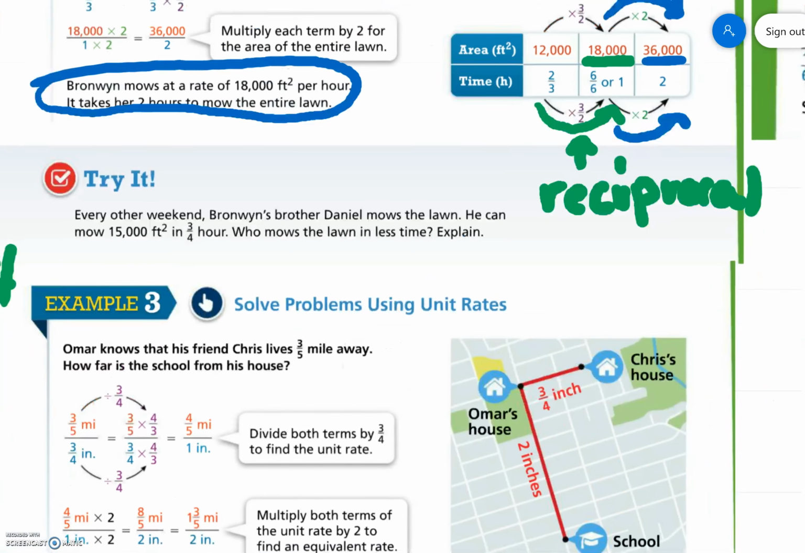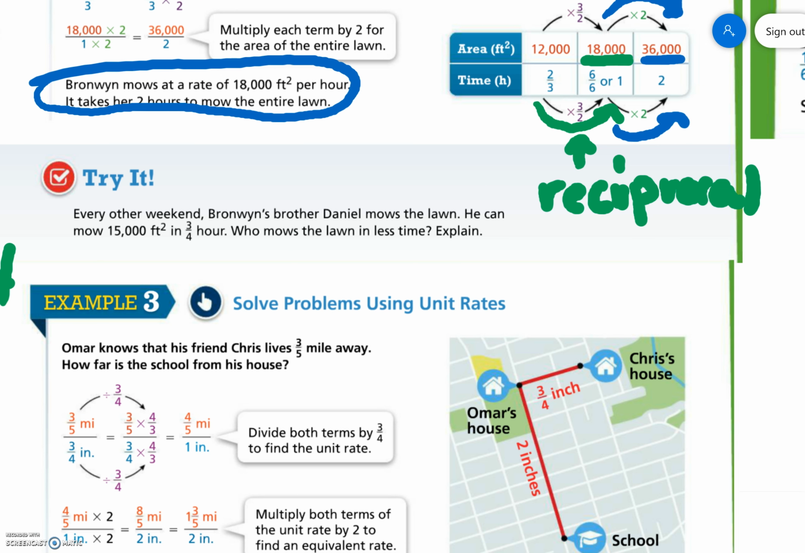Let's try it. Every other weekend, Bronwyn's brother Daniel mows the lawn. He can mow 15,000 feet in 3/4 of an hour. Who mows the lawn in less time?